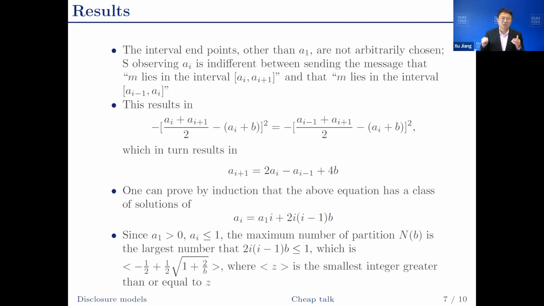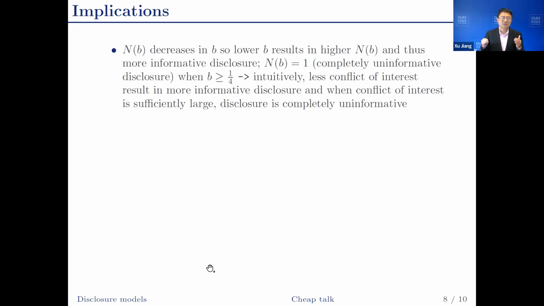That means you cannot increase the number of intervals to infinity. There is a maximum number of partition points such that at the last partition point, A_i has to still be smaller than or equal to 1. And this defines the maximum number of partitions. And this number of partitions has to satisfy that 2i times (i minus 1) times b is smaller than or equal to 1. And we can show that the maximum number of partition intervals has to decrease in b.